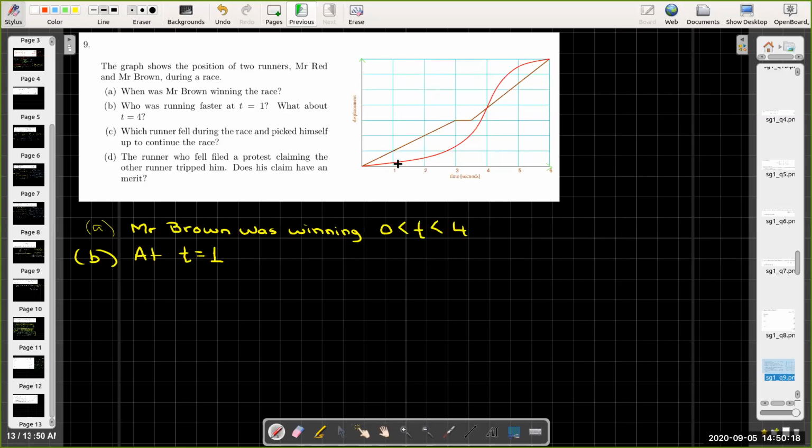Well, I can't calculate that exactly for Mr. Red, but I can certainly see that his graph is not as steep as the graph for Mr. Brown. And in fact, if I knew the units for position, I could actually calculate Mr. Brown's rate of change because it's constant. It would just be the slope of this line segment. But what I can say is that since that part is steeper, at t equals 1, Mr. Brown was running faster.